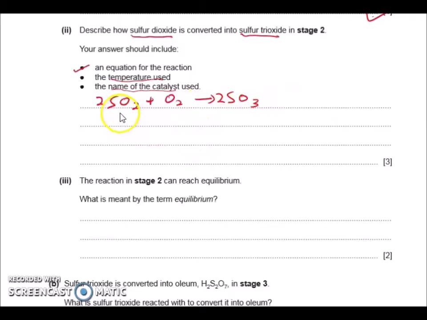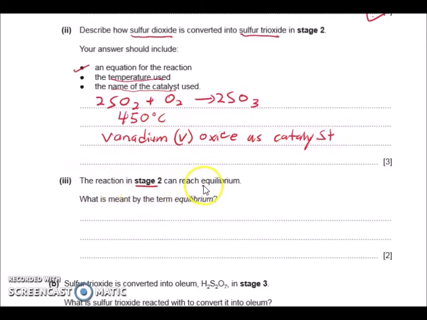Okay, temperature used is 450 degrees. Okay, 450 degrees. And the name of this catalyst used is vanadium 5 oxide. This vanadium is from the transition elements. Okay, this is the catalyst. Okay, the reaction in stage 2 can reach equilibrium.